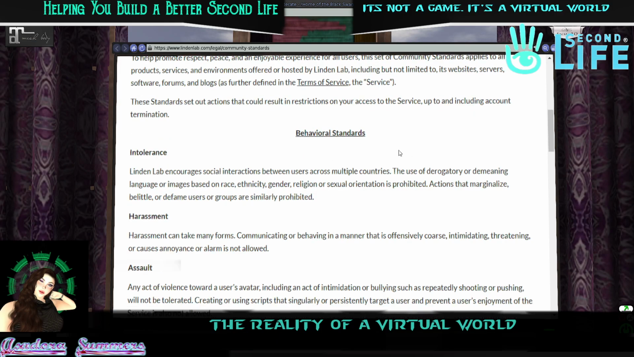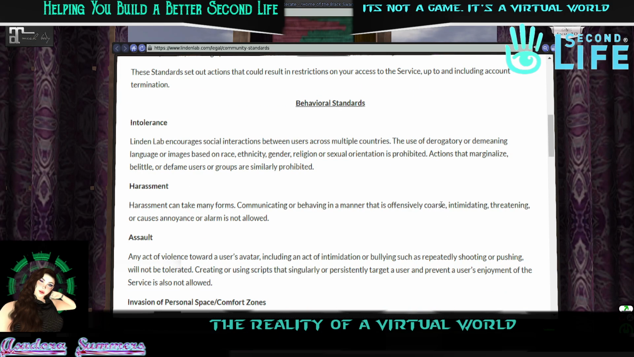Behavioral standards. Intolerance. Linden Lab encourages social interactions between users across multiple countries. The use of derogatory or demeaning language or images based on race, ethnicity, gender, religion, or sexual orientation is prohibited. Actions that marginalize, belittle, or defame users or groups are similarly prohibited.